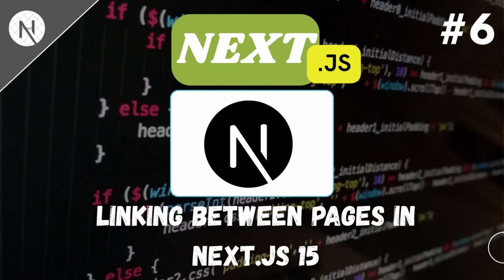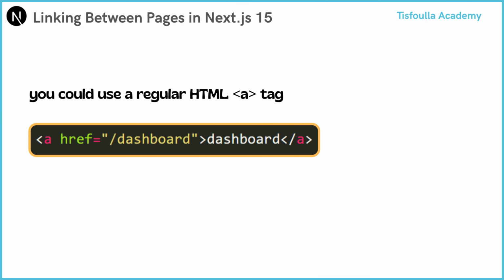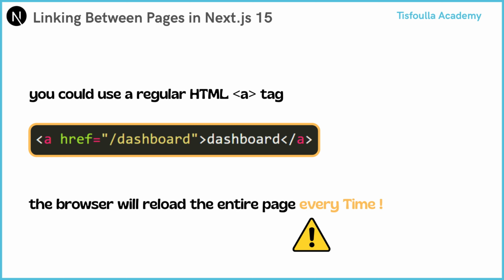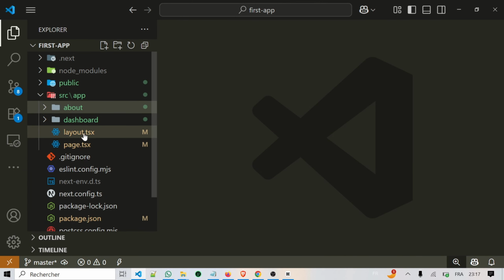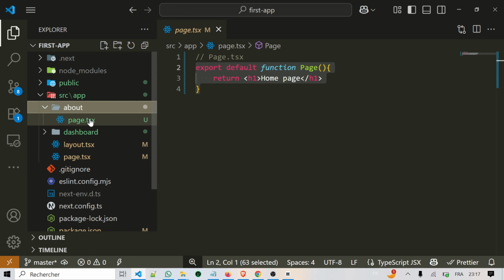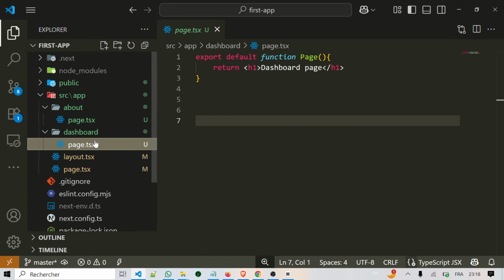In this video, we are going to learn how to navigate between pages in Next.js using a special component called Next/Link. Now technically, you could use a regular HTML anchor tag to link between pages. But if you do that, every time you click, the browser will reload the entire page, which is slower and not the experience we want. Let's test that. We already have some routes created, such as home, about, and dashboard.